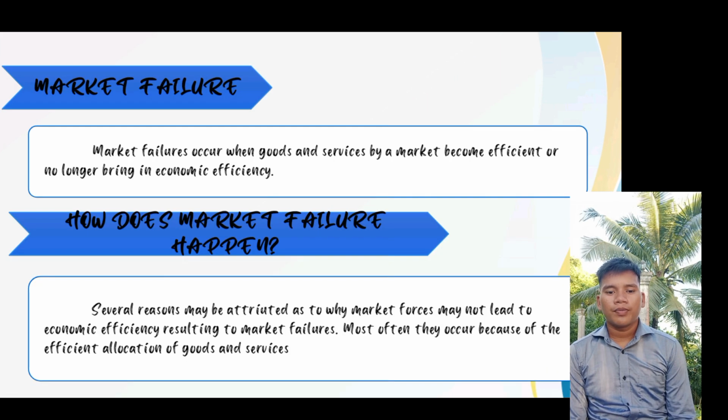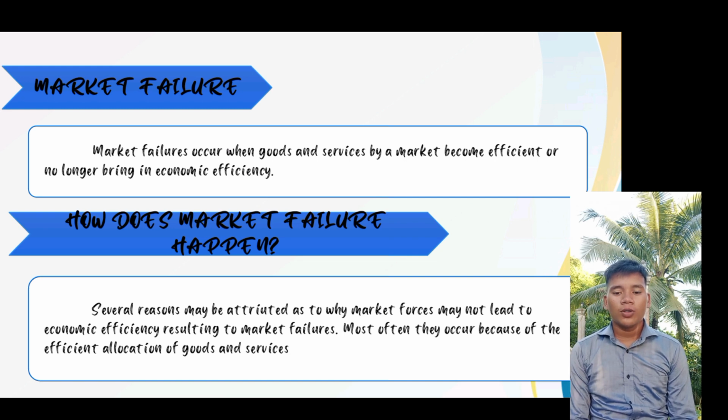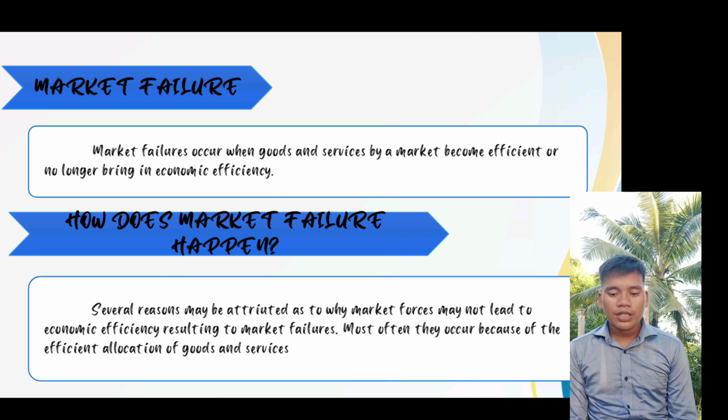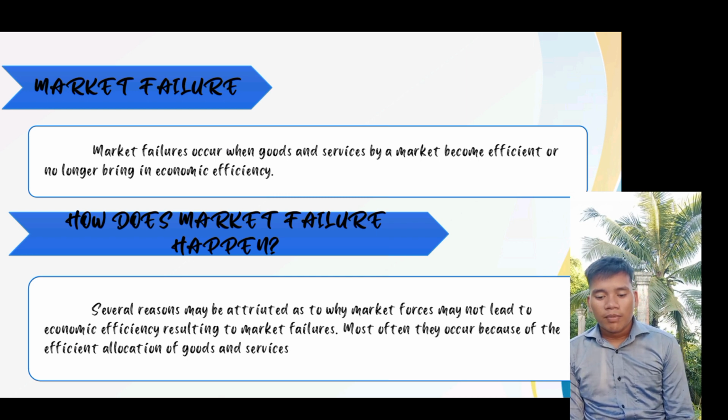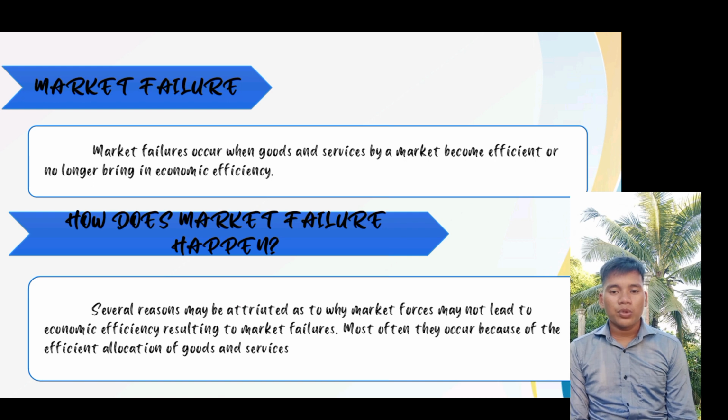Market failure. Market failures occur when goods and services provided by a market become inefficient or no longer bring in economic efficiency. Market failure happens since markets may not always allocate scarce resources in the most efficient manner to provide maximum social welfare. Because of market failures, government interventions are needed to intervene in particular markets.